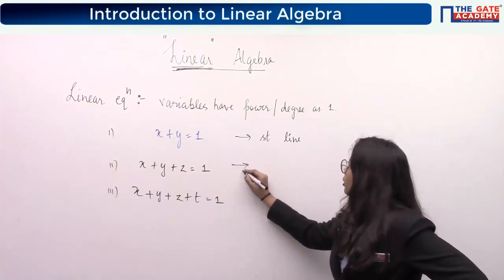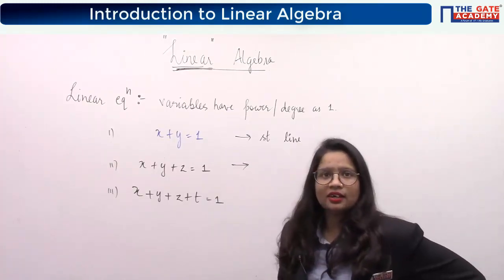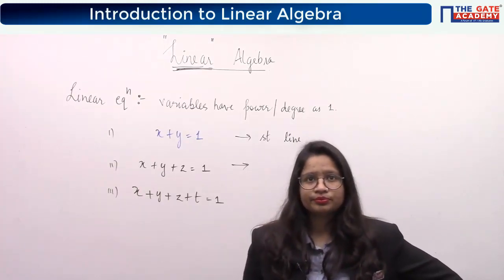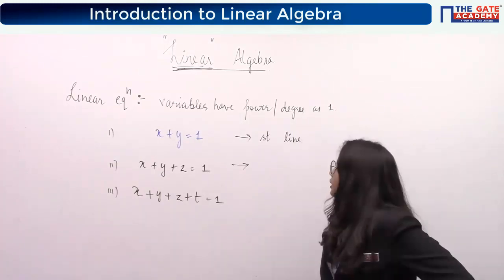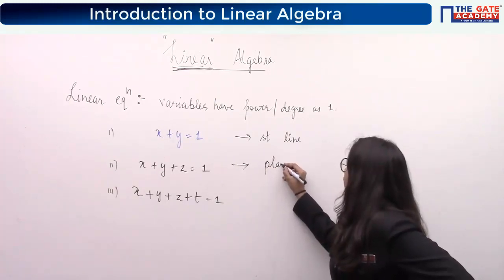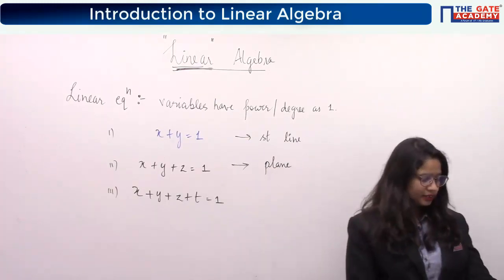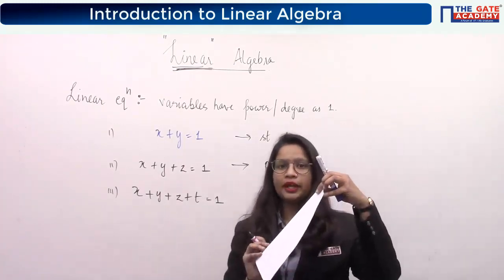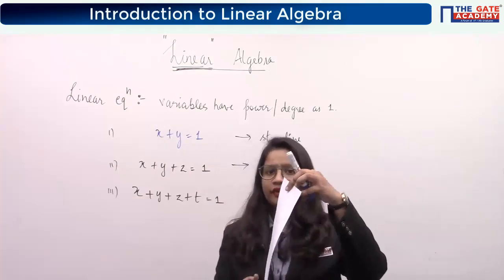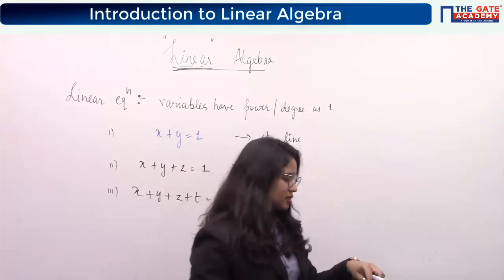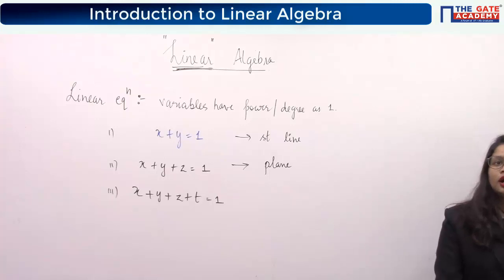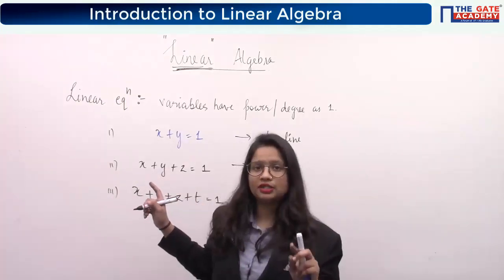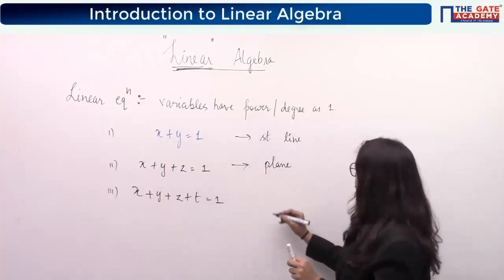Now what about the second equation? Is it again a straight line or something else? It is representing a plane. What is a plane? This is a paper, this is a plane. A plane means a straight surface, no curve is there. So three variables in a linear equation are representing a plane.